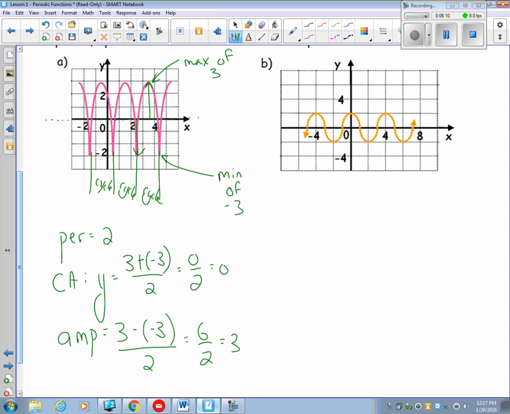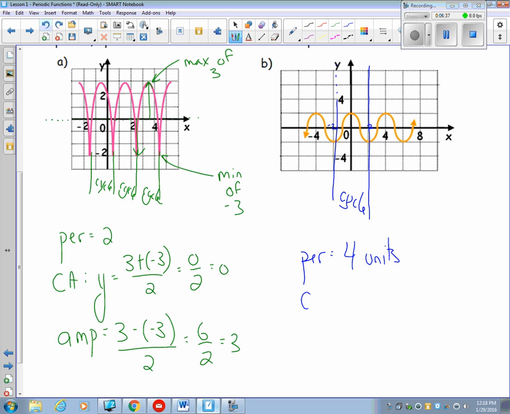I'm going to label a cycle. I'm going to call this one right here to this one right here. That's my cycle. And the period of that, how far is it? I've got to be a little tricky here. The units, we're going by 2s, right? So that would be a total of 4 units.